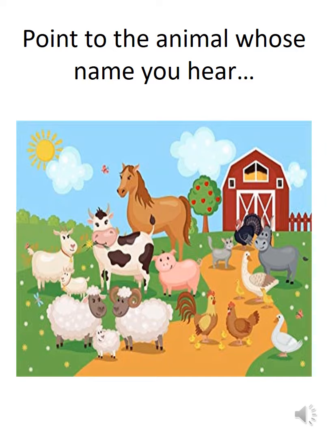Old MacDonald had a farm, E-I-E-I-O, and on that farm he had a chick, chick. Old MacDonald had a farm, E-I-E-I-O, and on that farm he had a sheep, sheep. Old MacDonald had a farm, E-I-E-I-O, and on that farm he had a horse, horse. Old MacDonald had a farm, E-I-E-I-O, and on that farm he had a goat, goat.